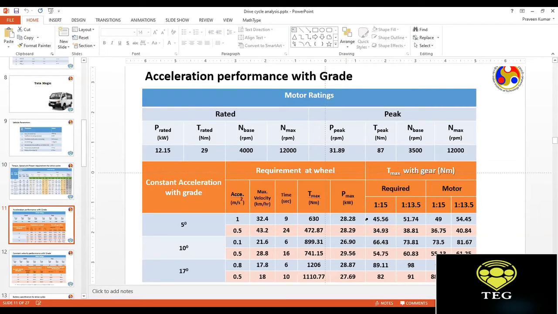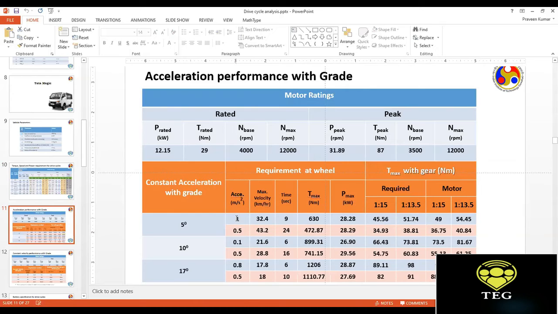28.28 kilowatt. Now if you use a gear reduction of 1 is to 15, then the maximum torque at the wheel would be 45.56 kilowatt. If you use 1 is to 13.5, then the gear ratio, the torque at the motor shaft would be 51.75 newton meter.